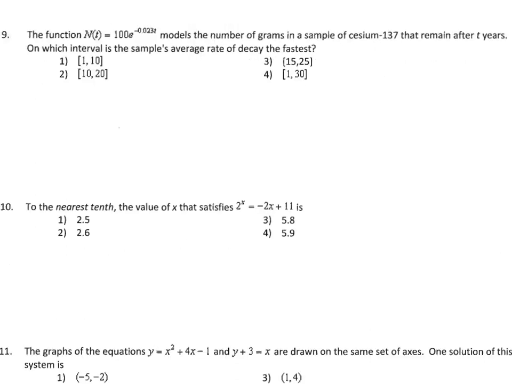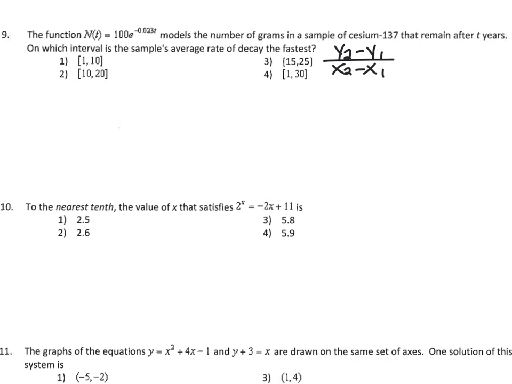Number 9, the function n of t models the number of grams in a sample of cesium-137 that remains after 2 years. On which interval is the sample's average rate of decay the fastest? Okay, so average rate of decay, they're just looking for the average rate of change. So we know this here is our average rate of change formula. We're just going to go through these intervals one at a time and plug them into the average rate of change formula and see what we get.